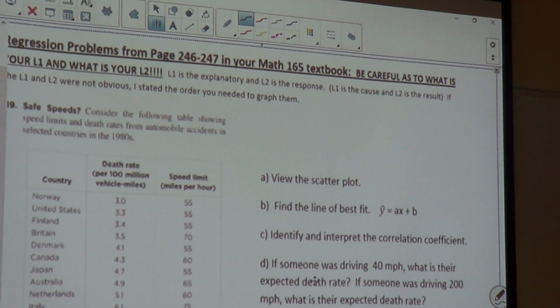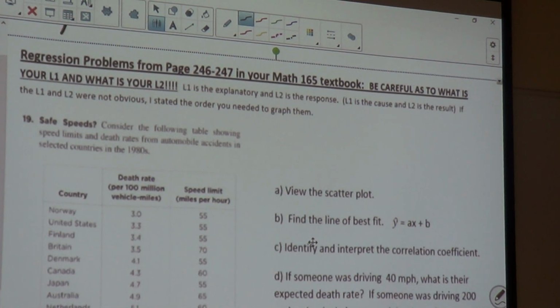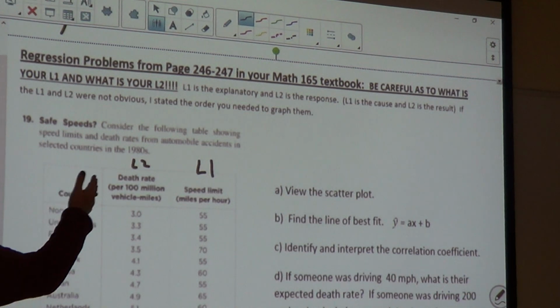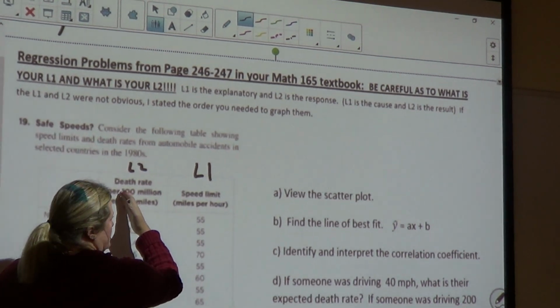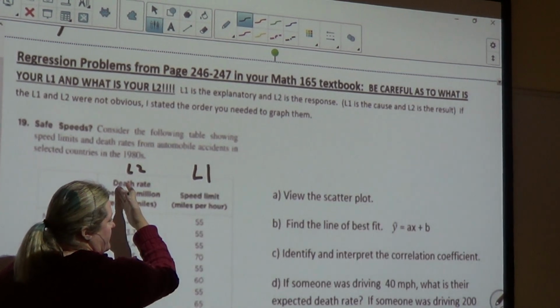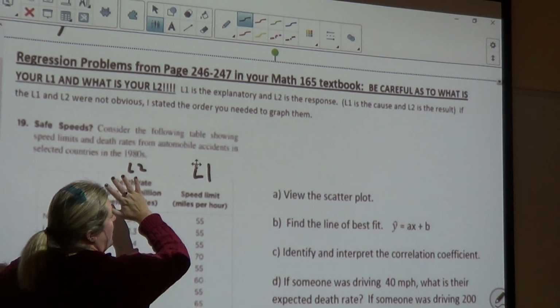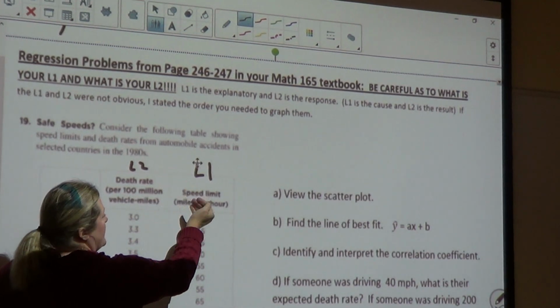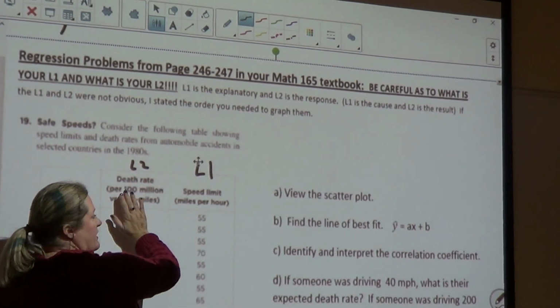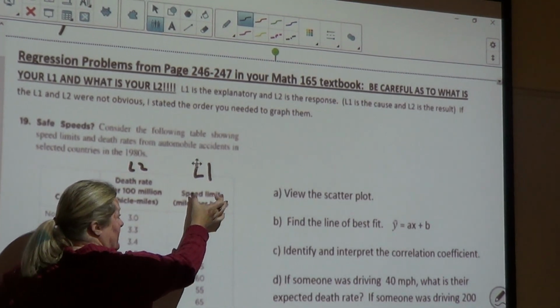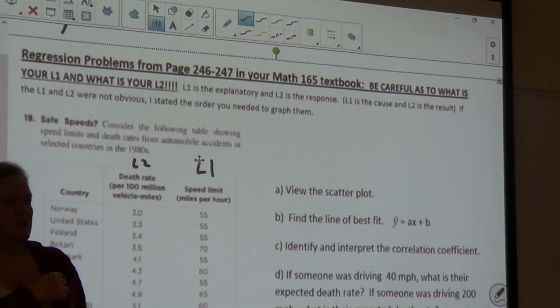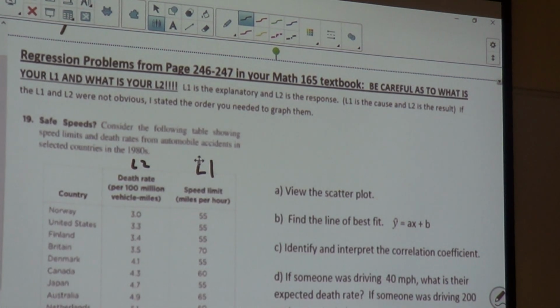For this one, and you're not gonna have to do this on the test, your speed is gonna be your L1 and your depth is gonna be your L2. I used to make them do that in 165. Your L1 causes your L2 to happen. So depth does not cause speed, speed causes depth. On this worksheet, I used to tell them, make sure that your L1 causes your L2 to happen. So speed, how fast you drive, determines your depth rate. Cause and effect. L1 causes L2 to happen.